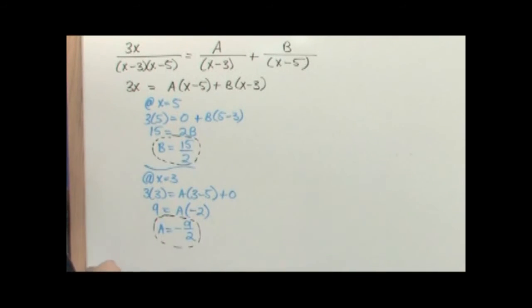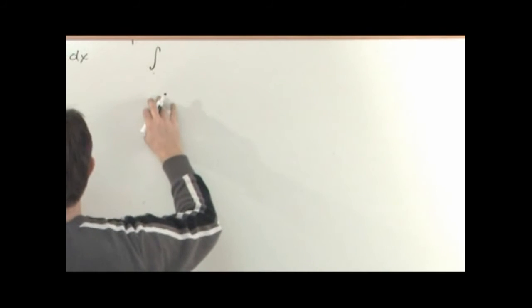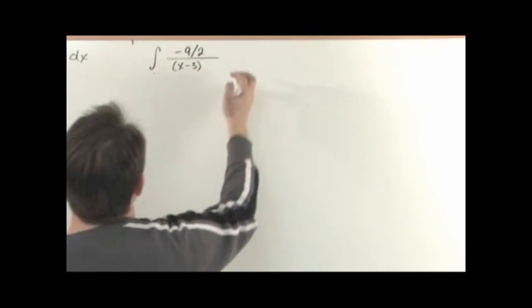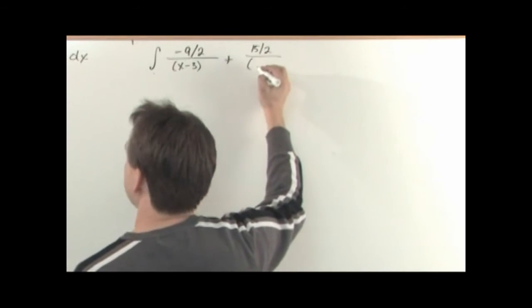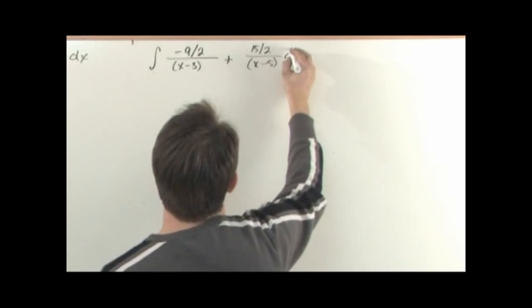Okay? And we're half the battle. We've done the partial fractions expansion. Now we just have to go over there and write it down and solve. So, moving over here, we're going to write this integral as follows. The integral of a, which was given by negative 9 halves, so it's going to be negative 9 halves over the denominator x minus 3, plus b, which was found to be 15 halves over x minus 5, dx. Okay, so that is what we have to do.